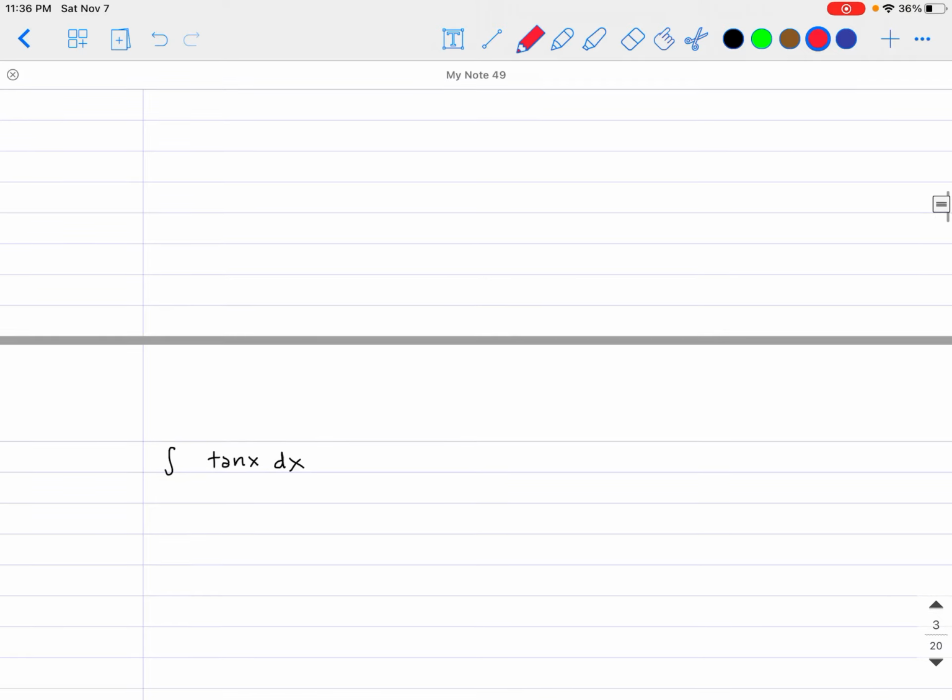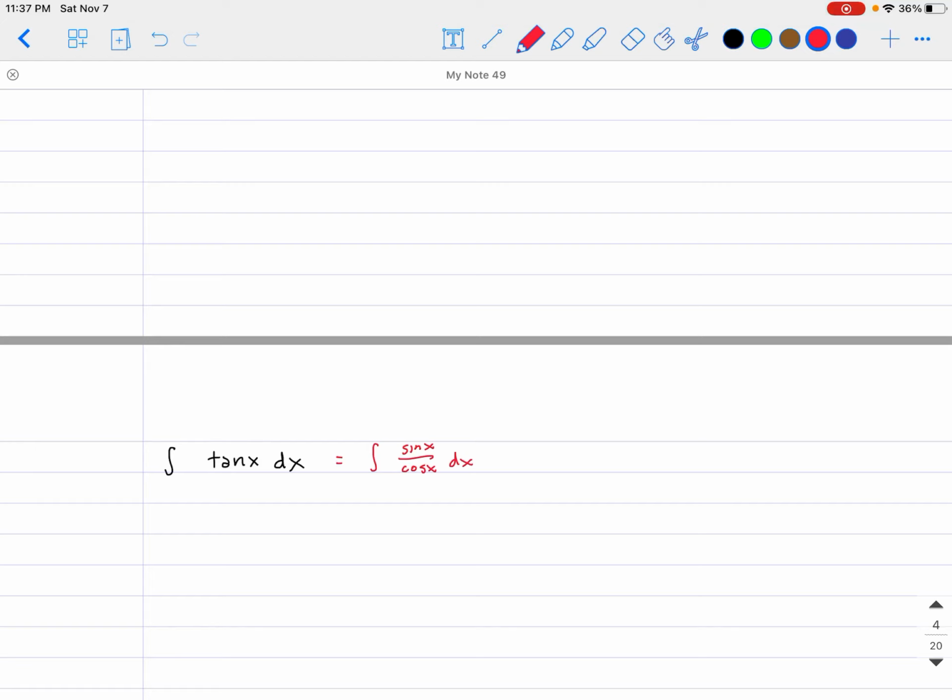This time, not so obvious over here. What is the antiderivative of tangent of x? Well, remember, with u-substitution, we need to be able to see the inner function and also the inner function's derivative in order to use this reverse chain rule. So what I'm going to do is take this tangent and rewrite it as sine of x over cosine of x dx.